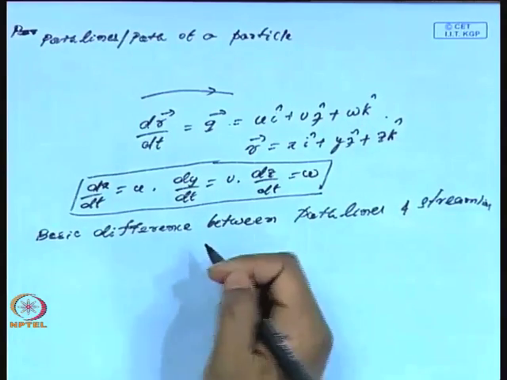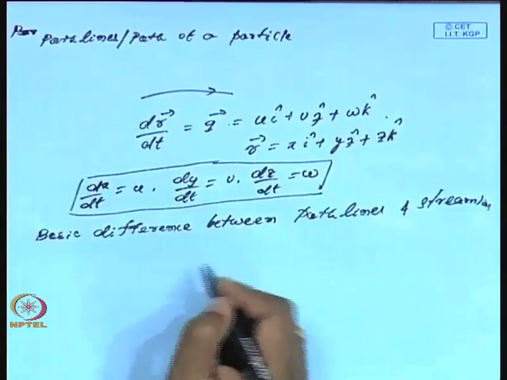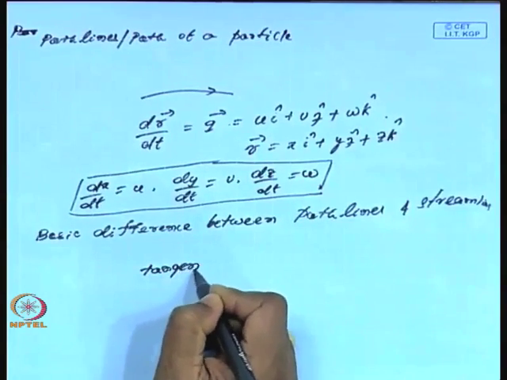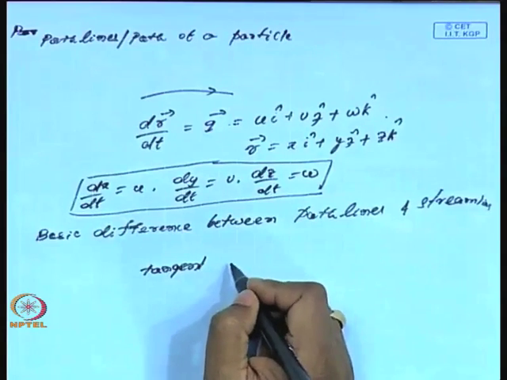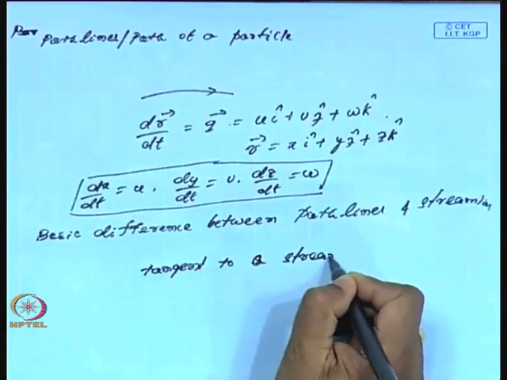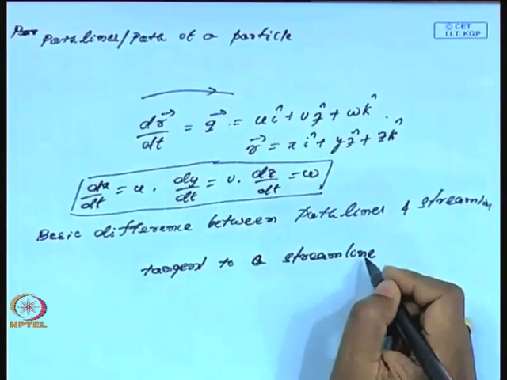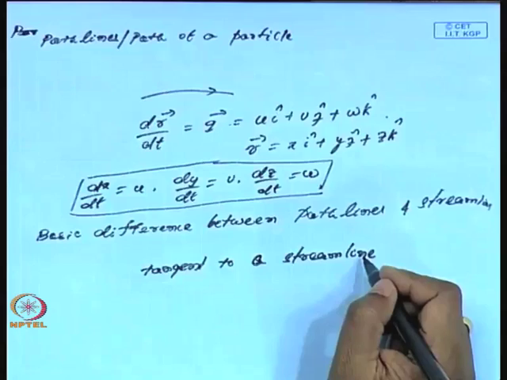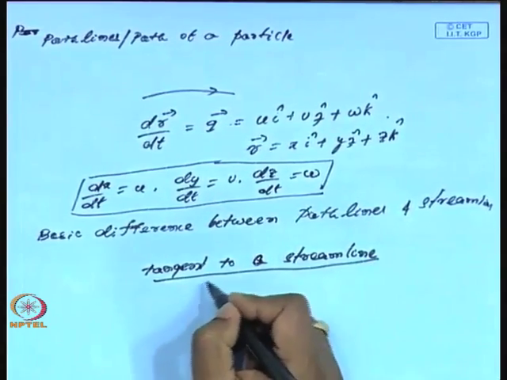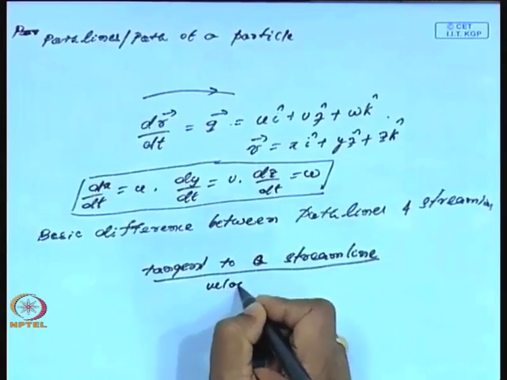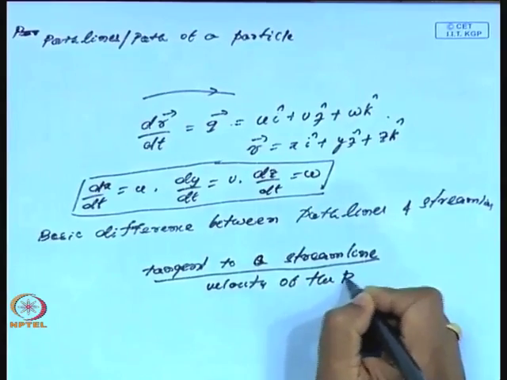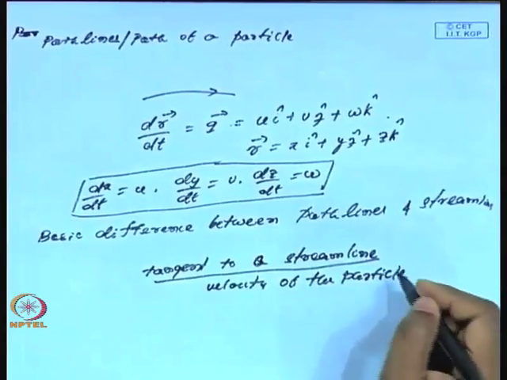So, the tangent to streamlines: if we draw a tangent to the streamline, it gives us the direction of velocity tangent to a streamline. It gives us the velocity of the fluid particle at various points.